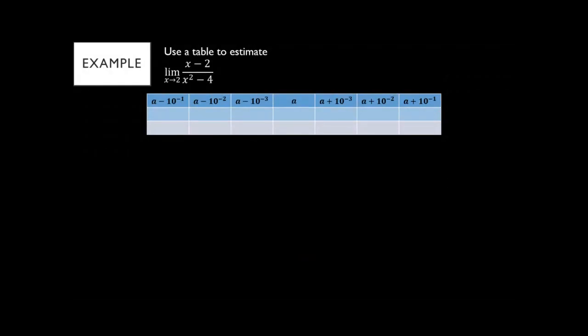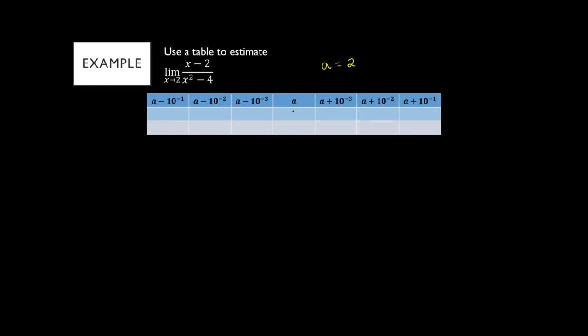So here we want to use a table to estimate the limit as x goes to 2 of x minus 2 over x squared minus 4. So this is a rational function. This is a good thing to find a limit for with a table. And so we're looking as x approaches 2, so our place of interest is 2. That would be basically our A.